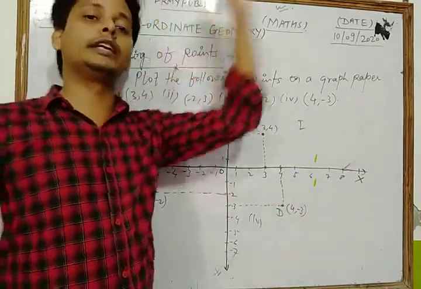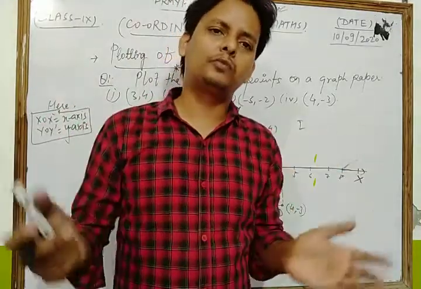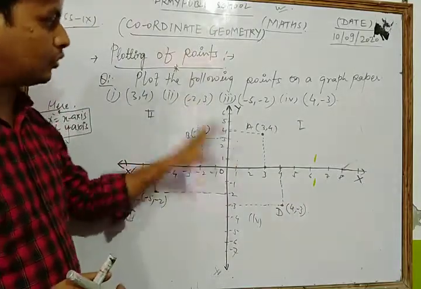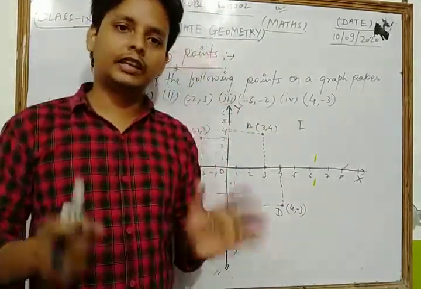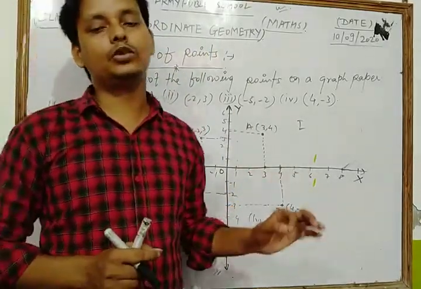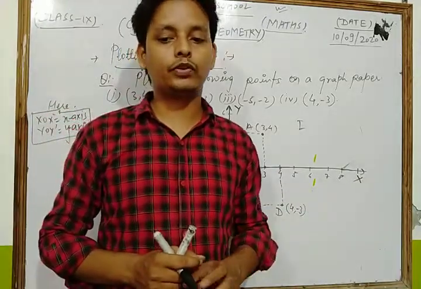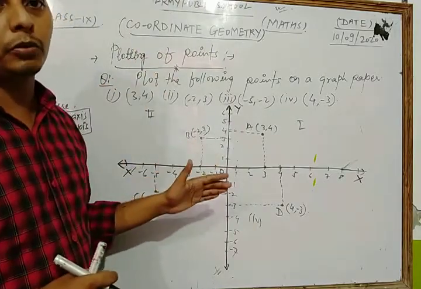Dear students, in this way you can plot all the different points on the graph paper using the basic concept of the Cartesian coordinate system, and we have discussed all the topics included in that chapter. Now dear student, you can solve each and every question of your NCERT exercise based on this topic. This is one of the most important topics of your syllabus.